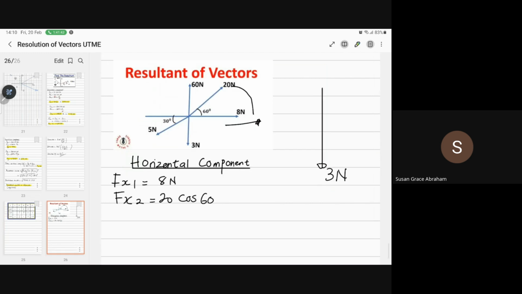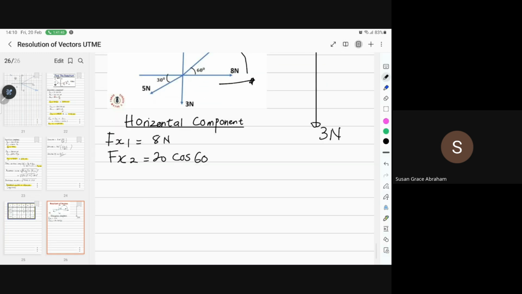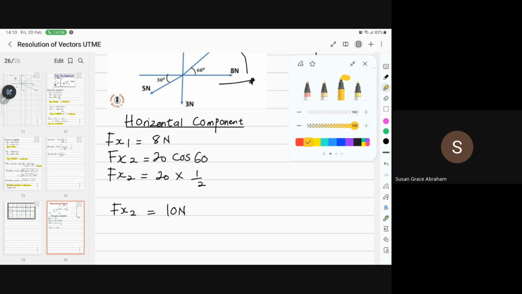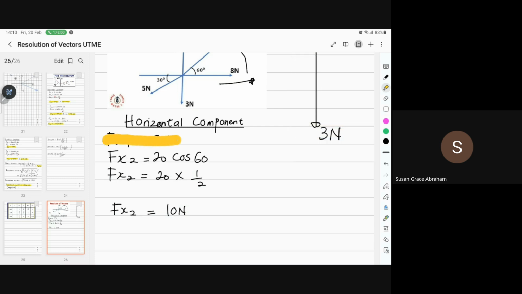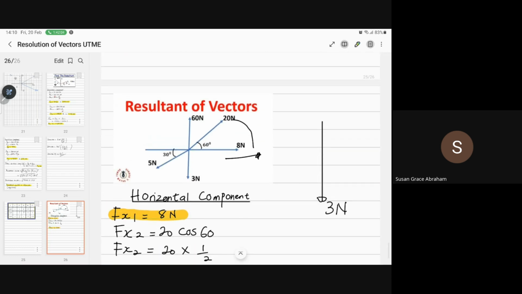So I'm going to have that Fx2 is equal to 20 times 1 over 2. So that Fx2 is equal to 10 Newton. I have my Fx1, I have my Fx2. So the next one now, I have resolved 20, I've resolved 8 Newton.